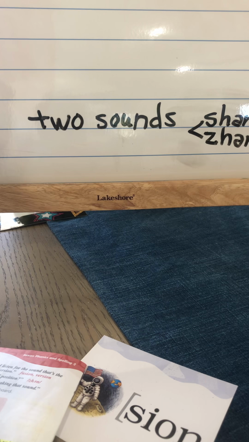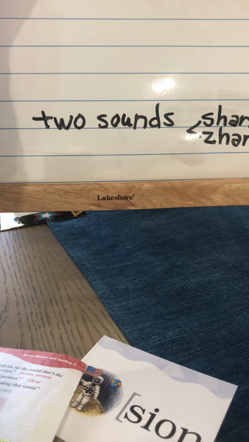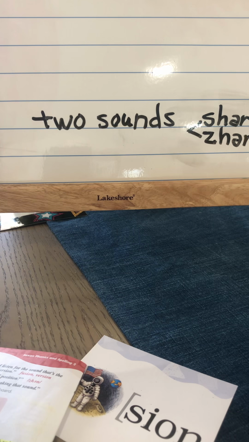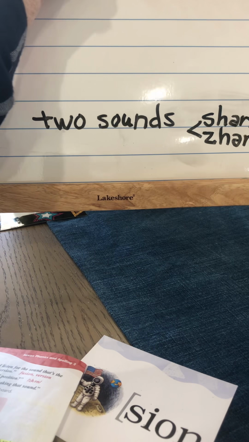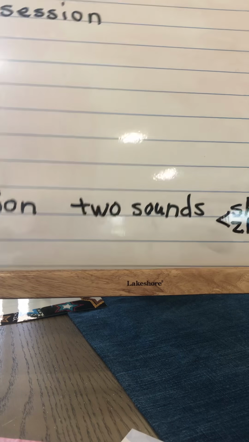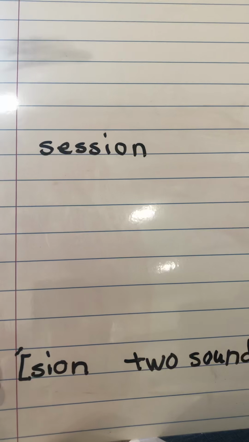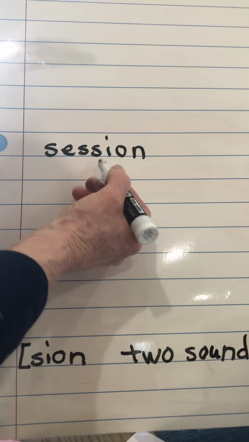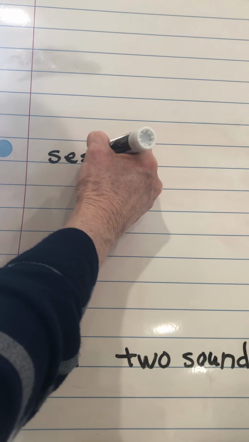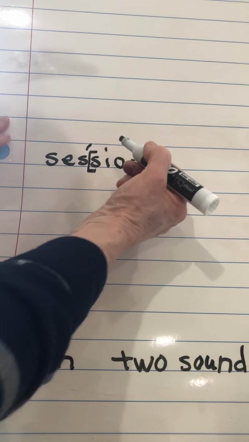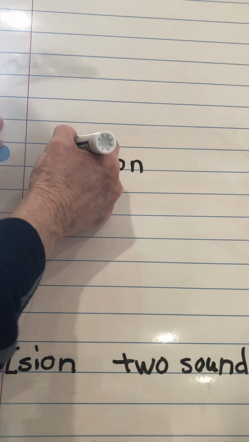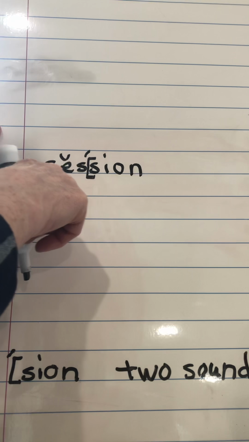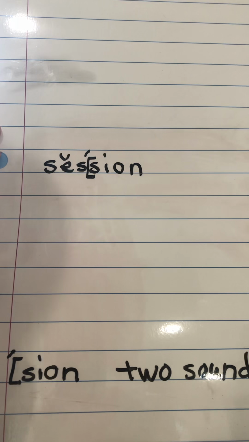For example, session, S-E-S-S-I-O-N. I look at this word and I see a final stable syllable. So I'm automatically going to go up here and I'm going to bracket. I'm going to put my accent mark right there. Then I have a vowel followed by a consonant. It is short, so I'm going to code it with a breve. And we have session. It has the shun sound.